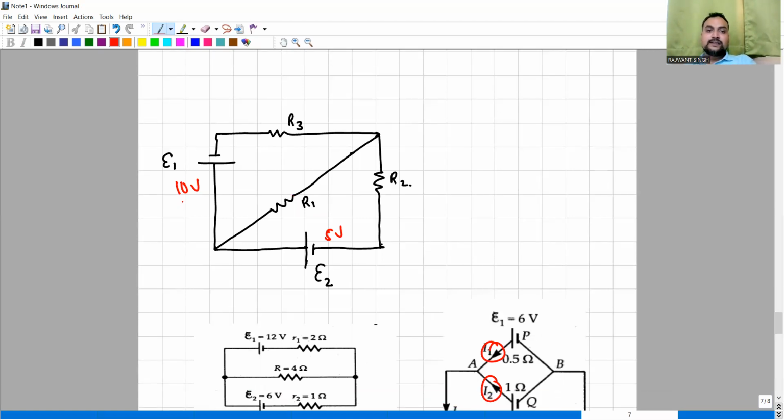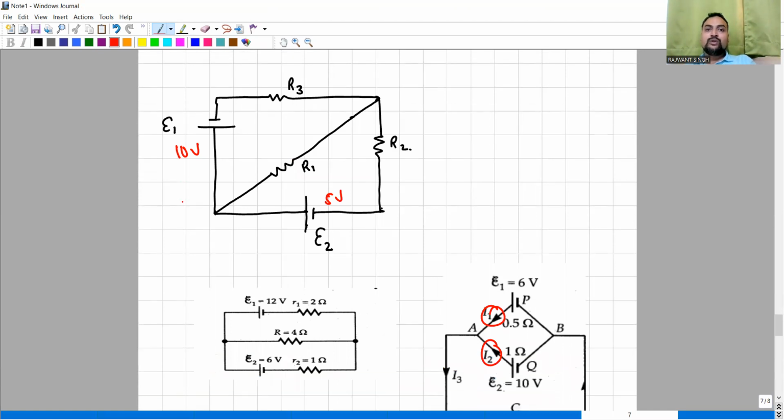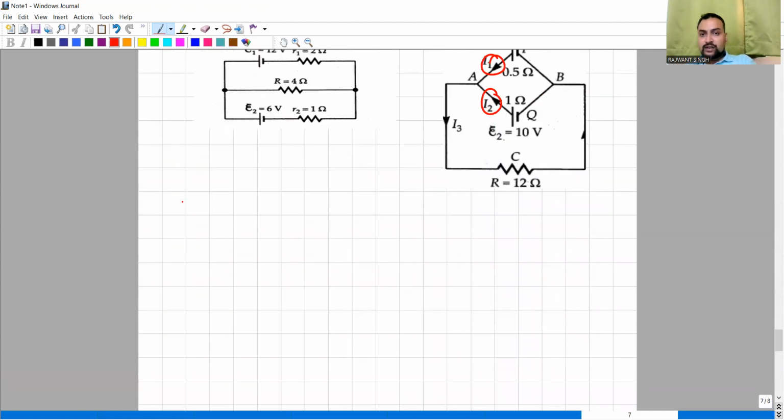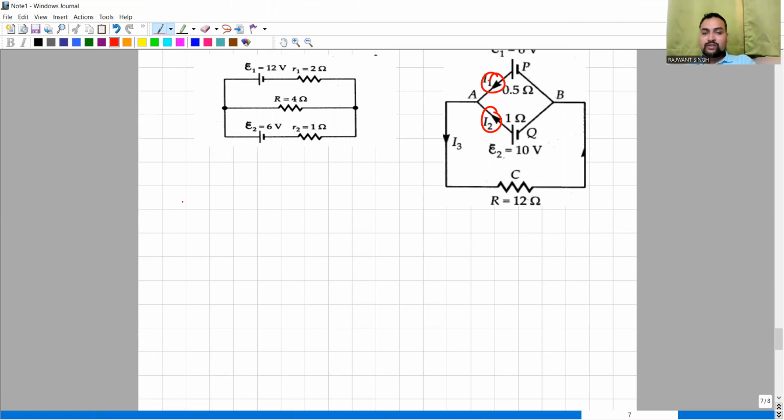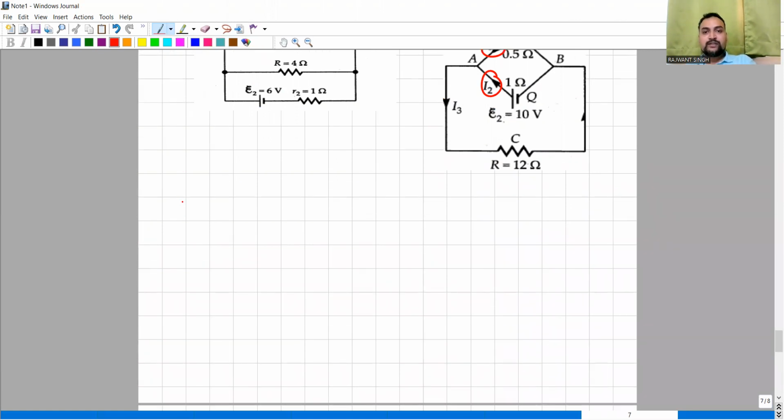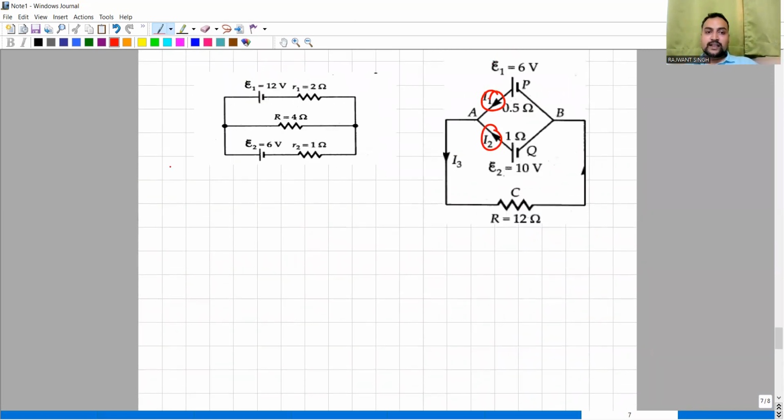So practice these questions, draw the loop and write the loop equation. This is not a theoretical topic, it's a skill that you have to develop by solving questions. No matter how many times you see my video, it is not going to help. After a couple of weeks, you will forget everything. So you must draw circuits like this.